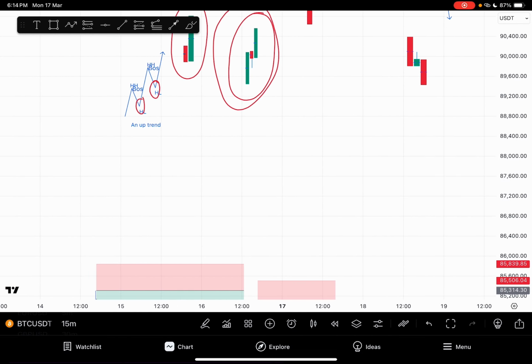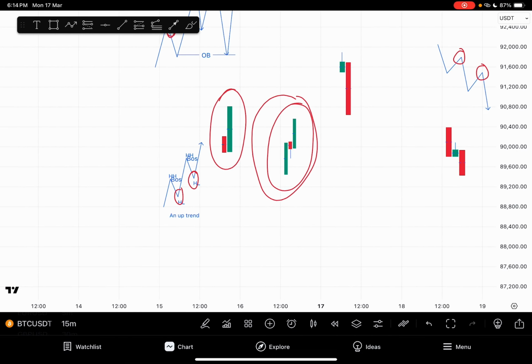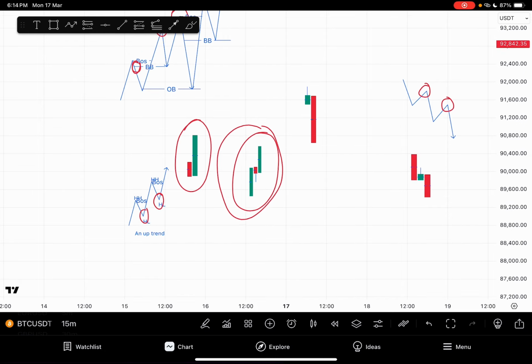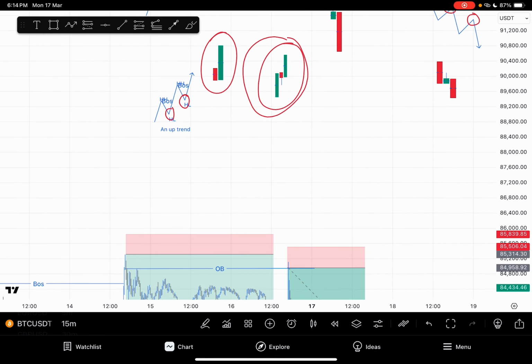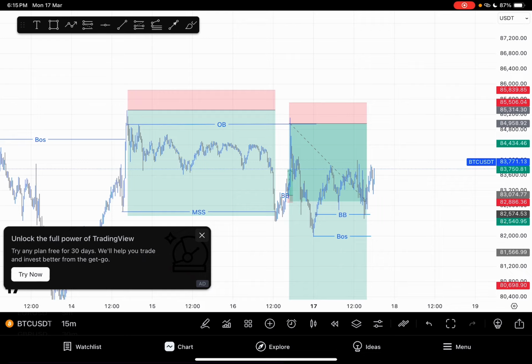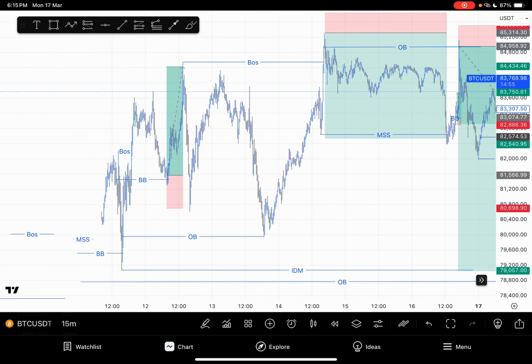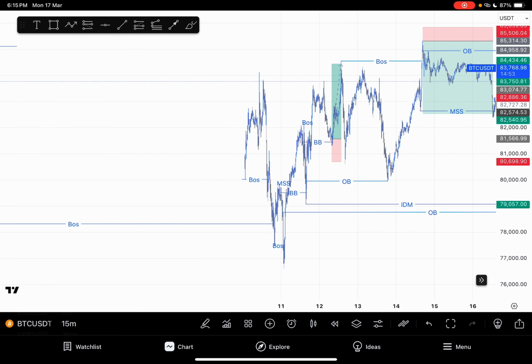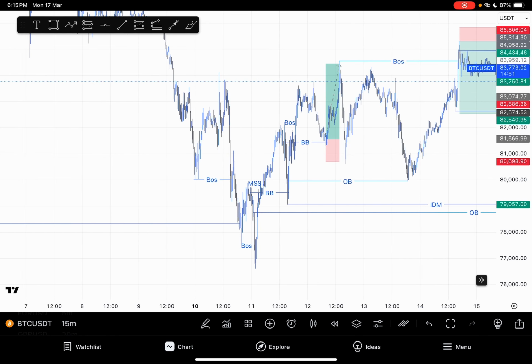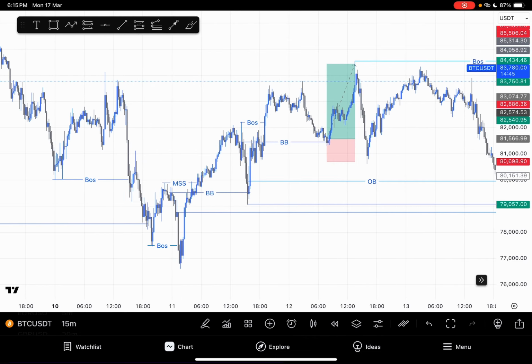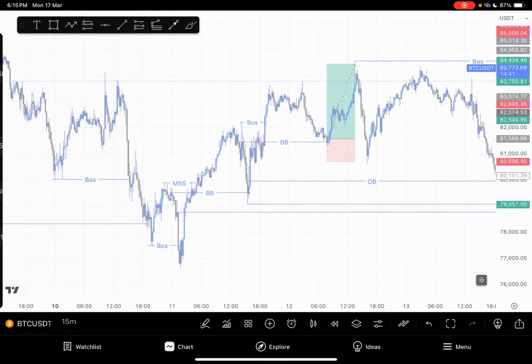So this particular example, I'll be showing you on the charts how I was able to get this particular entry on BTC USD. And for every time frame, there's always a break of structure. So for this particular trade, I used the 30 minutes time frame.